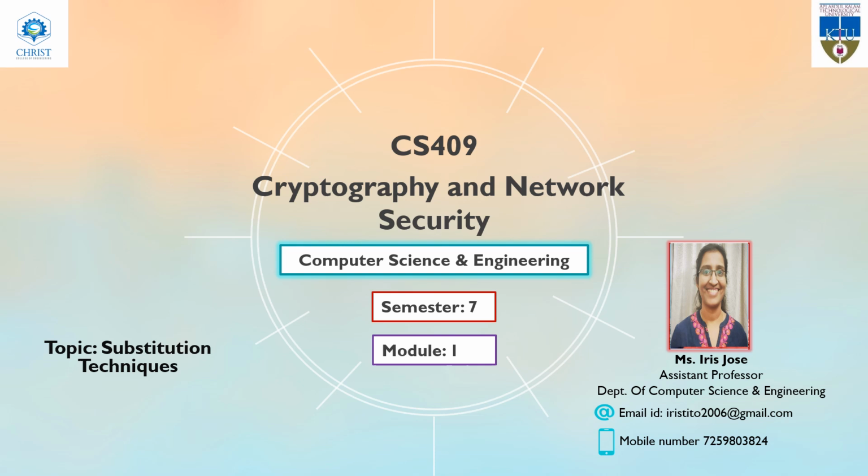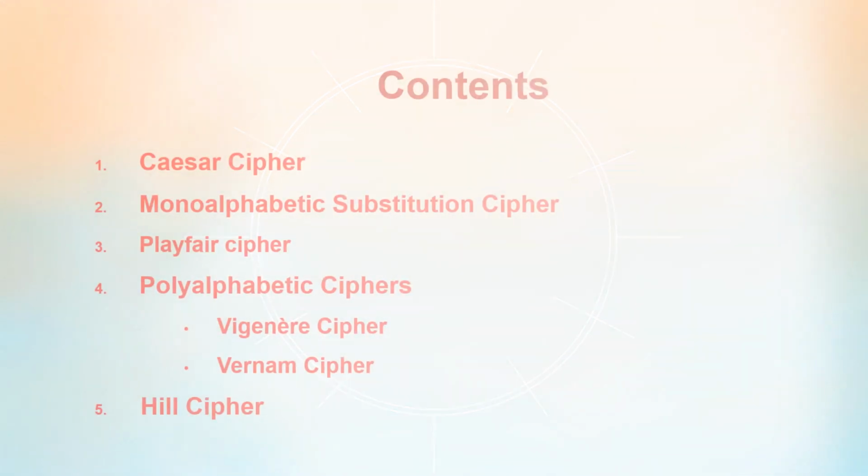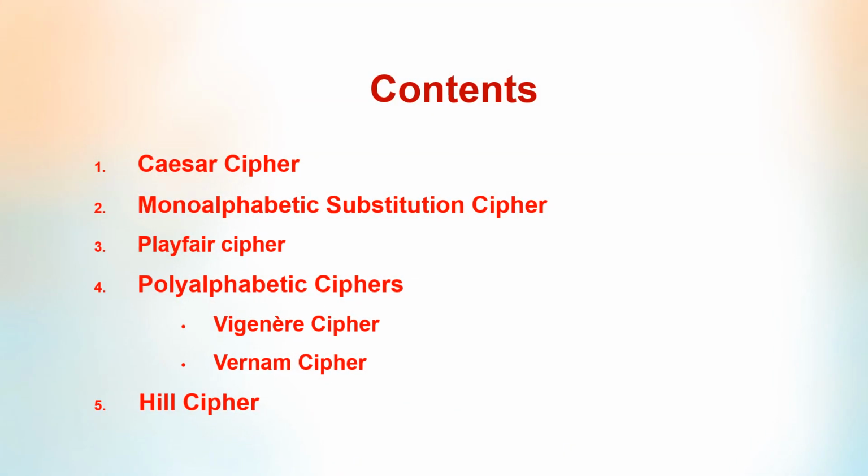In this video, we will discuss the various substitution techniques for encryption. These are the techniques: Caesar cipher, monoalphabetic substitution cipher, Playfair cipher, polyalphabetic ciphers, and Hill cipher.